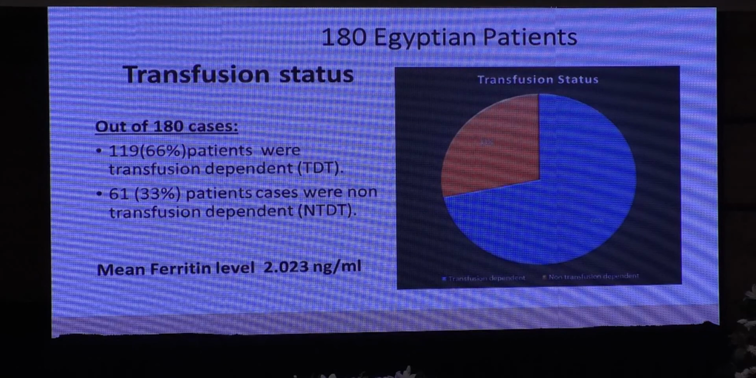Back to our patients, we have 66% of our patients TDT and 33% were non-TDT, with a mean ferritin level of 2020.23 nanogram per ml.